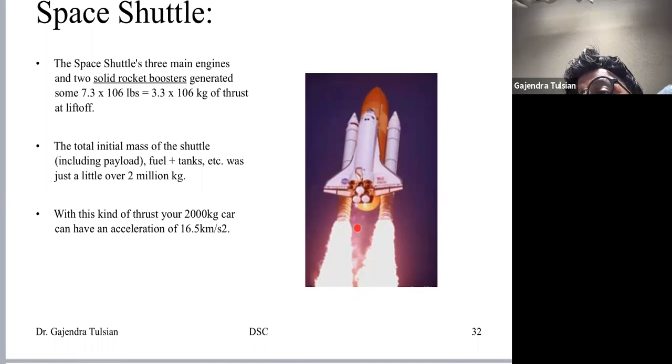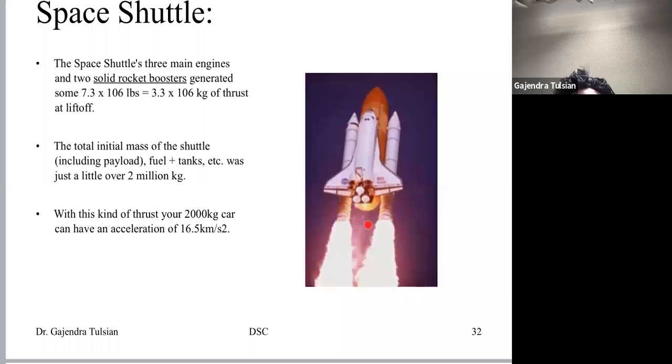This orange thing is a fuel tank. It was liquid hydrogen that was being burned. So it had liquid oxygen and liquid hydrogen. We'll come to that in a second. So these are the three main engines, and these are the solid rocket boosters. The three main engines and two solid boosters. These 5 engines together generated a thrust of 7 million pounds. By the way, this is 10 to the power 6. The iPad is not rendering it properly.